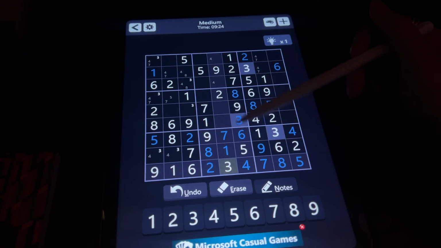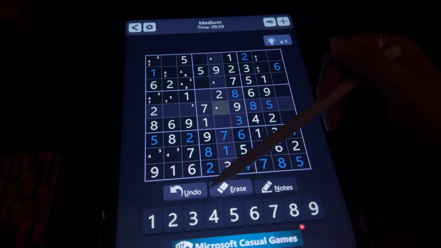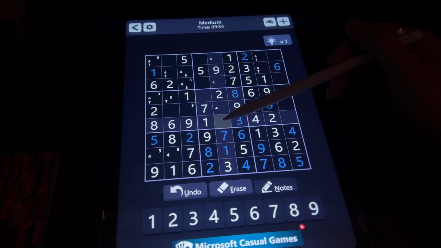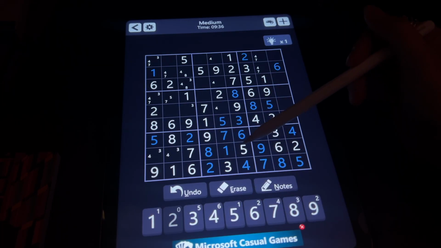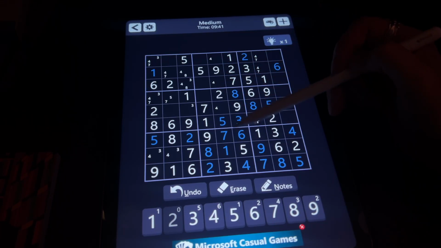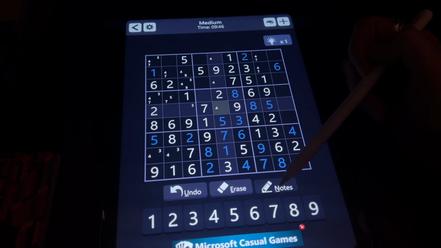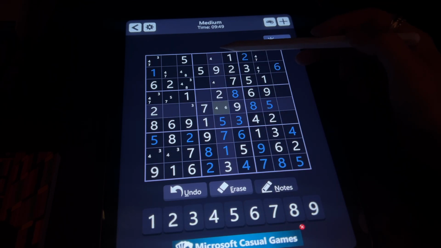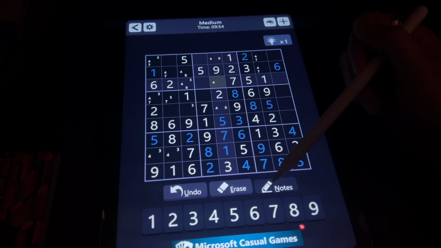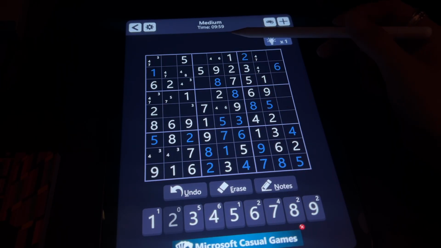1, 2, 3, 4s, but it can't go there. We need a 5. The 5 does have to go there though. And we need a 6. The 6 can go there or there. And an 8, the 8 has to go there. Okay.